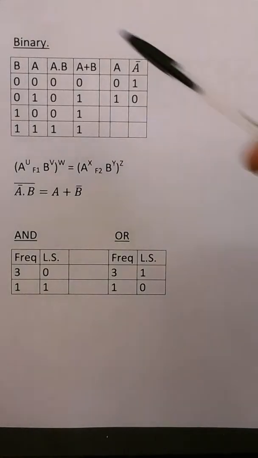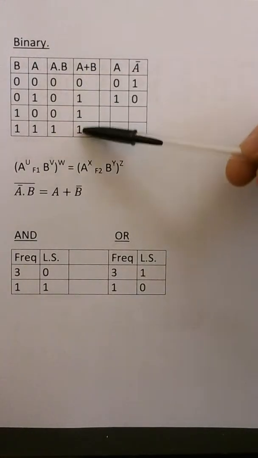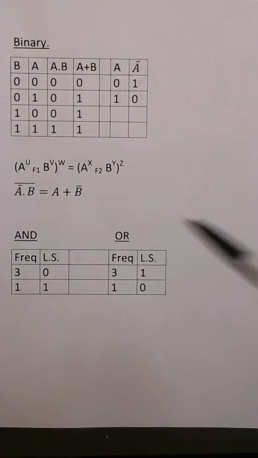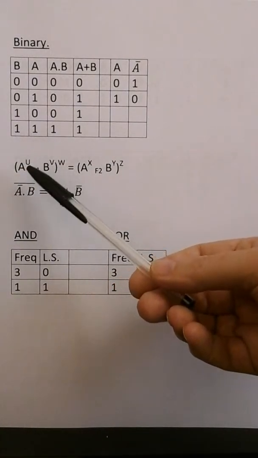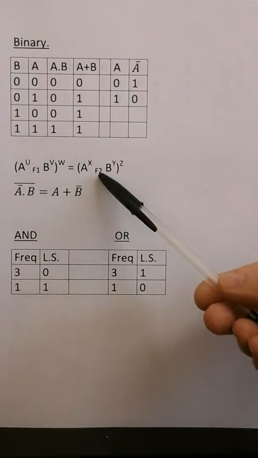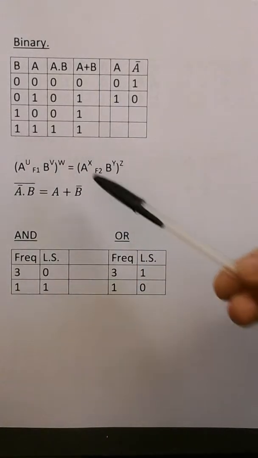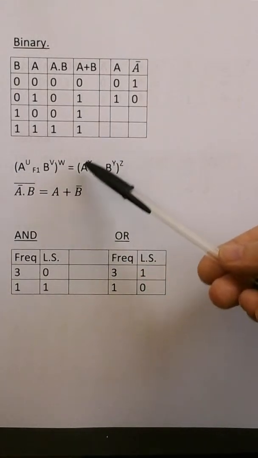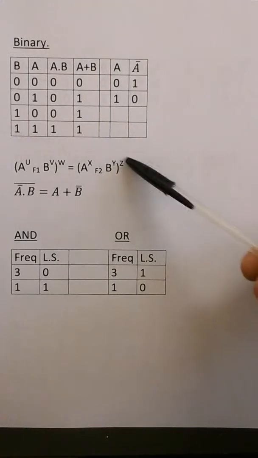So this is the binary case, Boolean case. Here we have the AND function and the OR function, A and not A. And we're going to use this notation here. A to the U is some function of A, B to the V is some function of B, F1 and F2 are the binary operators, in this case AND and OR. And W is some function of the output. AX is some function of A, BY is some function of B, and Z is some function of the output of F2.